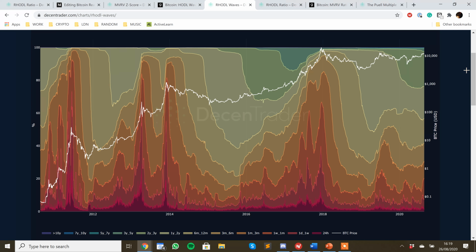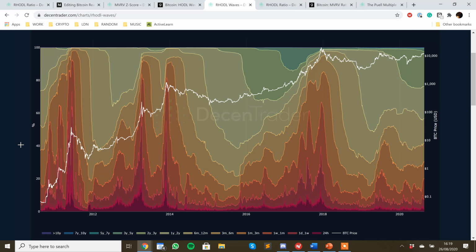Yeah, exactly. So on the right hand side, you've got price, which is just purely for this white price line. So we can sort of forget about that. What we're really interested in is this percentage on the other axis that goes up to 100.